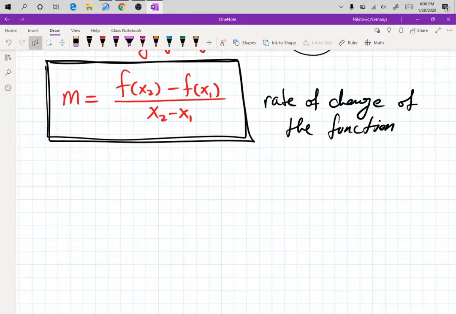So let's see. 1.5. Let's do at least two of these. Do they have anything? Linear equation, linear equation, linear equation.